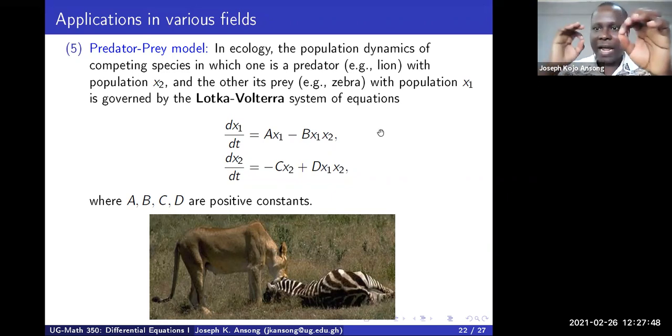Then how is the dynamics? How is the population changing? Population of lions as against zebras. How is it changing as a function of time? You can often model that using this system of differential equations.